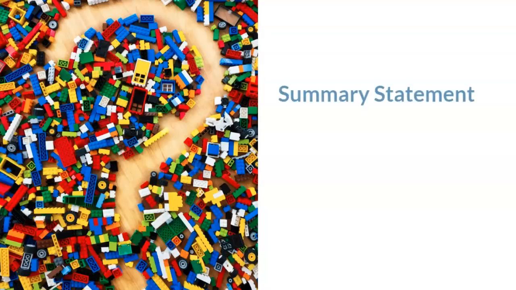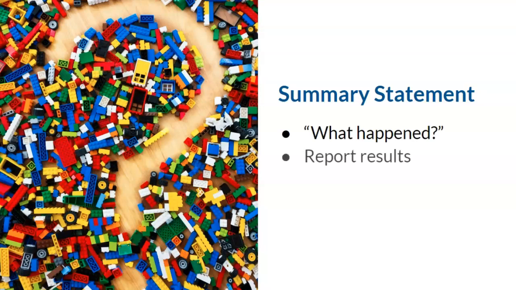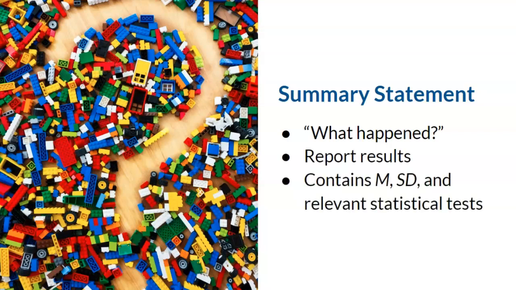The summary statement of a research study does exactly what it says. It provides a short summary of what happened in the study. This statement will report specific descriptive statistics, such as the mean and standard deviation, as well as any inferential statistics, such as any statistical tests that were conducted. This statement contains statistical notation and is pretty technical sounding. In other words, if you were to share this summary statement with your grandma or your nana, they probably would not understand what it means.